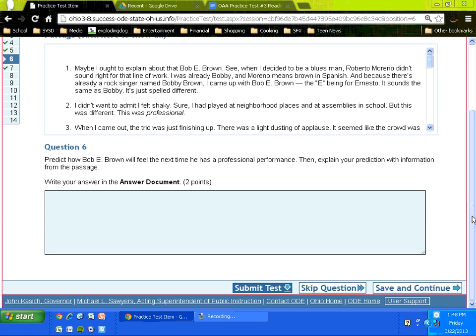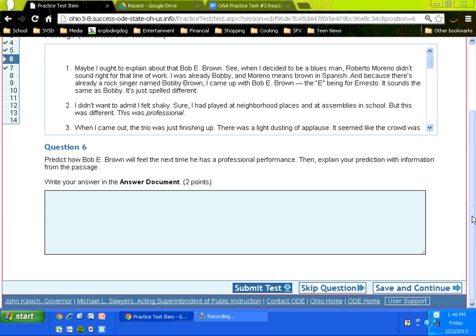Predict how Bob E. Brown will feel the next time he has a professional performance. Then explain your prediction with information from the passage. We talked about how if you're looking at an item like this, you notice it's 2 points, which means roughly 2 sentences, possibly more. But be safe by writing 2 sentences. You should also then go back to the prompt and divide it into the 2 points that you will earn.